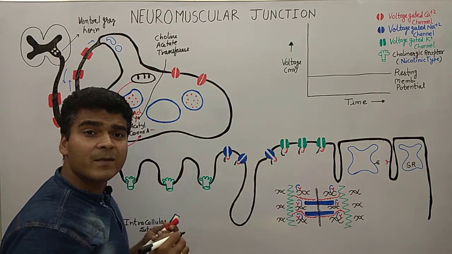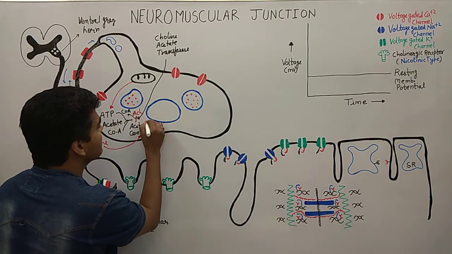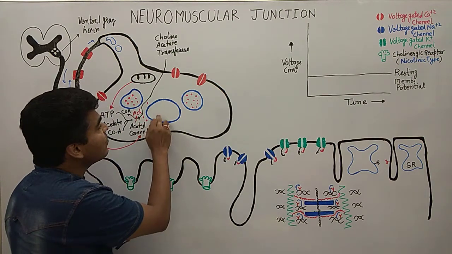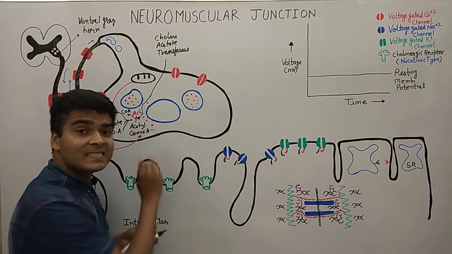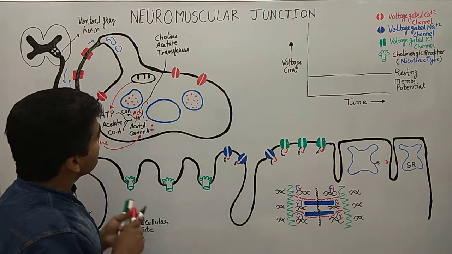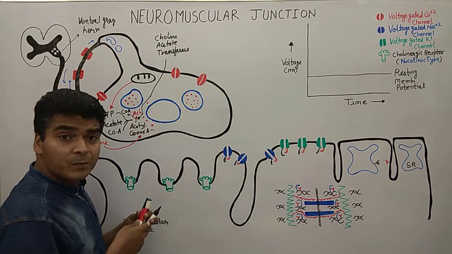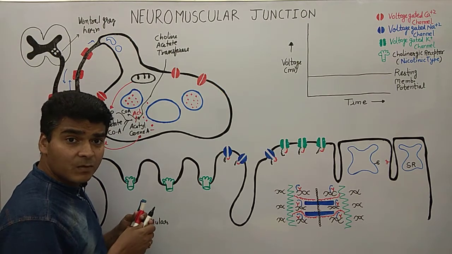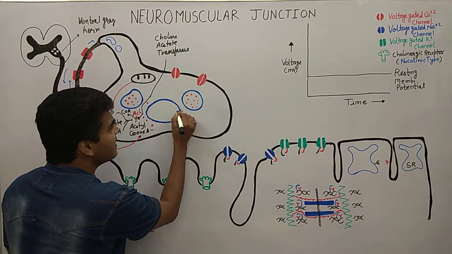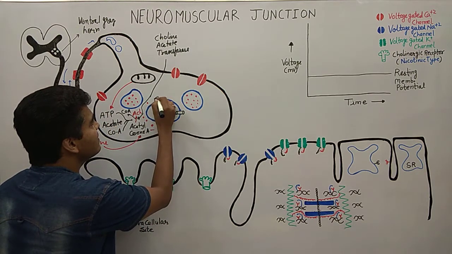So in this way, acetylcholine will be formed. Here we have acetylcholine. Clear? Now the thing is, how is this acetylcholine transferred into this vesicle? Just look here, we have some transporter channels on these vesicles. This is a transporter channel, and here we have another transporter channel.